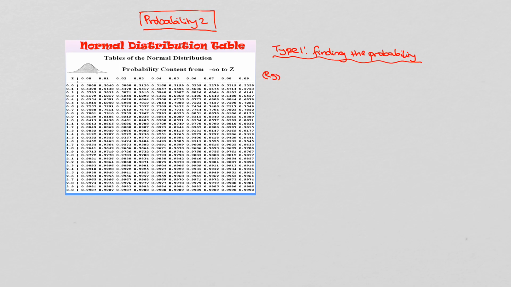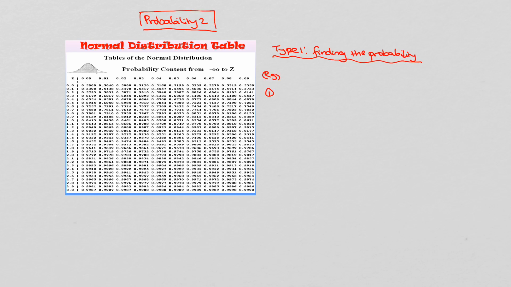Normal distribution tables. Type 1, finding the probability. So in the PowerPoint I went through one or two basic examples. We're just going to recap on that. So we're going to have a look at three basic ones to start. In other words, finding the probability where we're just given one z-score value.